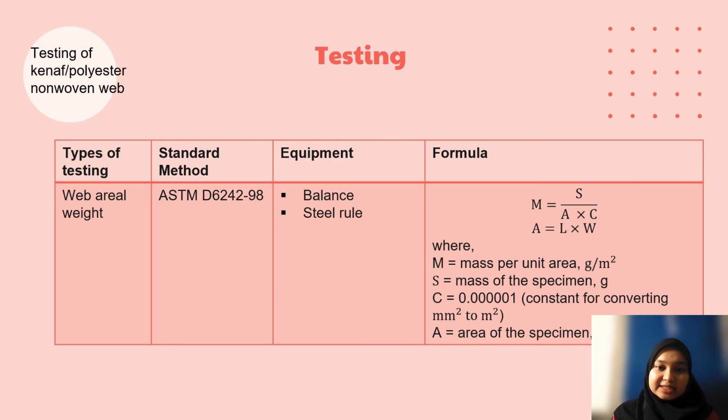The areal weight test refers to the mass or weight of fiber per unit area. In order to measure the area of the nonwoven sample, 5 pieces of each sample were cut into square size before weighing each of them separately using a calibrated balance. The area then will be calculated using the formula in the table.